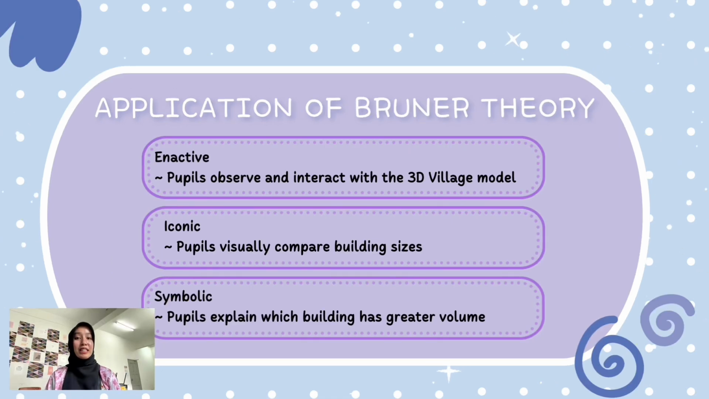So, the application of Bruner's theory. This activity applies Bruner's theory through the three stages of learning. At the enactive stage, pupils observe the 3D village model. At the iconic stage, pupils visually compare the building sizes. Finally, at the symbolic stage, pupils explain which building has greater volume. This shows how pupils move from concrete experience to conceptual understanding.